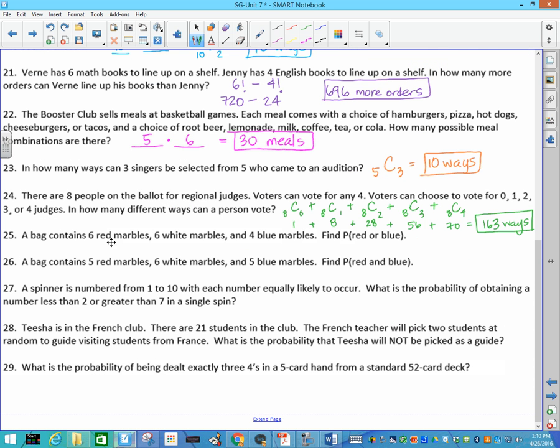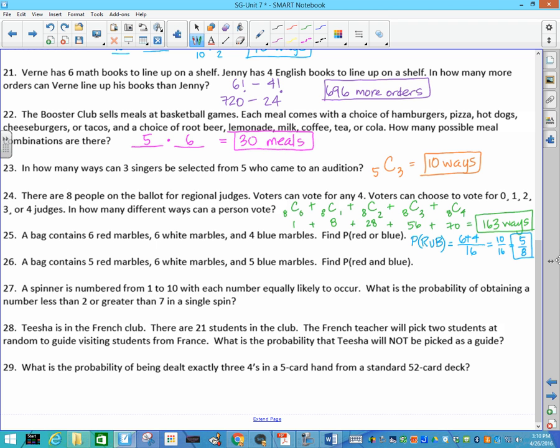A bag contains 6 red marbles, 6 white marbles, 4 blue marbles. Find the probability of red or blue. Okay, how many marbles in my bag? 6 plus 6 is 12 plus 4 is 16. And how many of them are red or blue? 6 plus 4. So we have 10 out of 16, which becomes 5 out of 8.